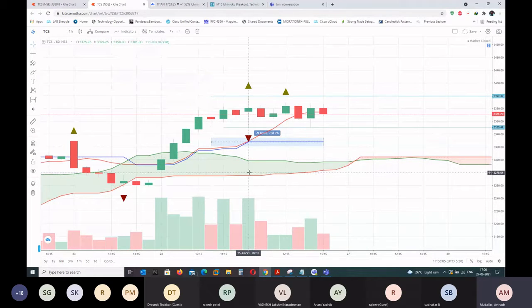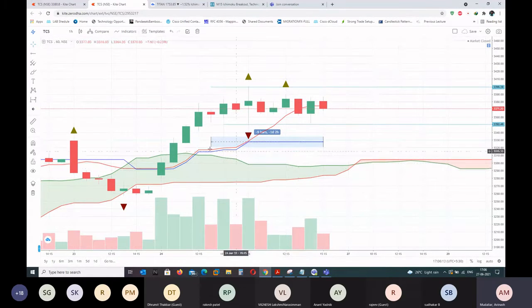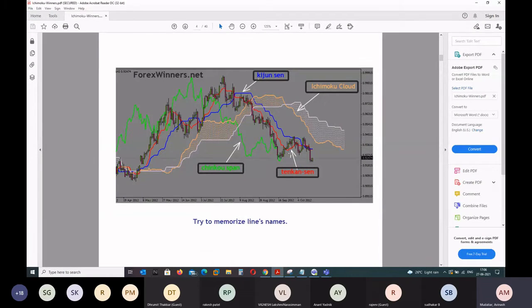You don't need to calculate on your own. The software does everything for you automatically, but this is just theoretical stuff. It takes into consideration the last 9 candles, the highest high and lowest low, you add them and divide by 2. Whatever value comes, that's the Tenkan Sen value. Consider this line as a reference line. I'll tell you later why I'm asking you to consider this as a reference line. So this is the first line, the Tenkan Sen line.